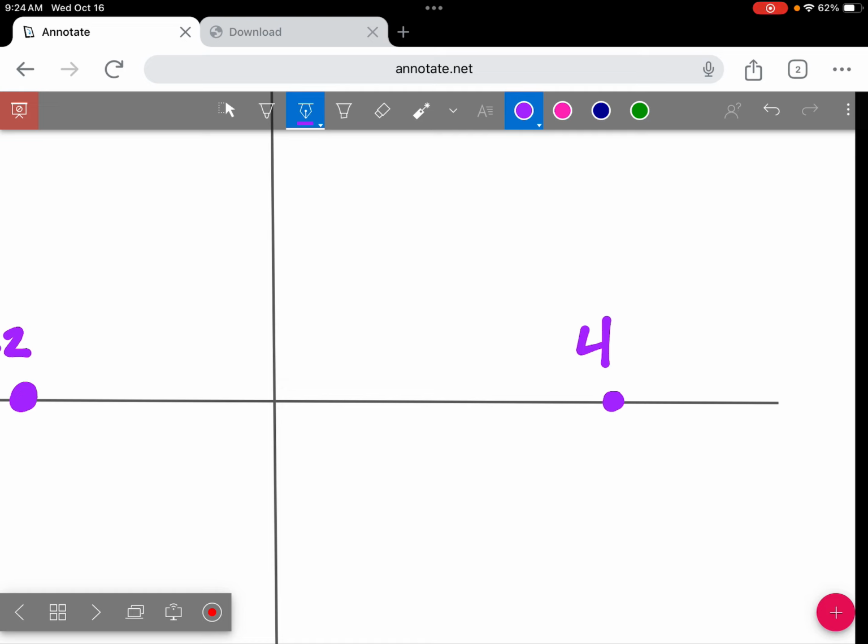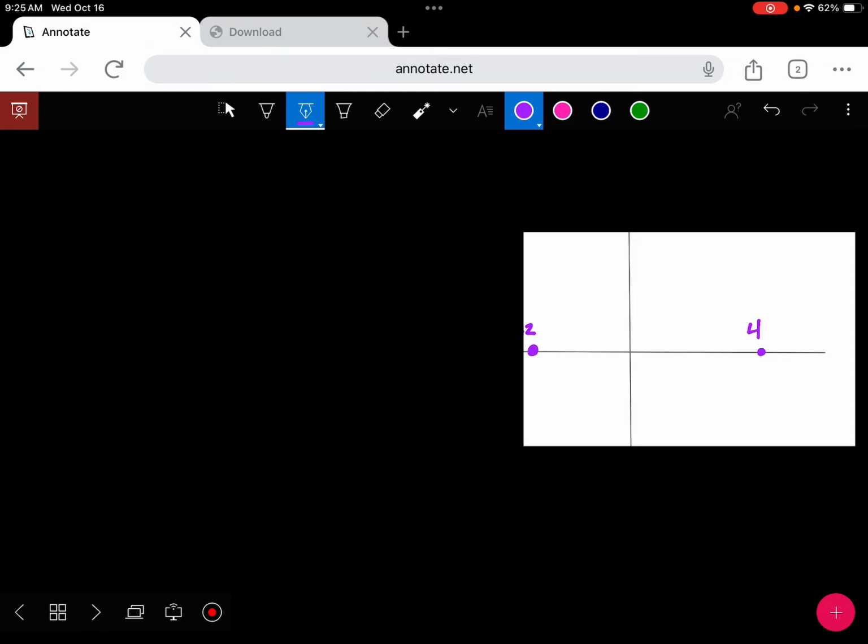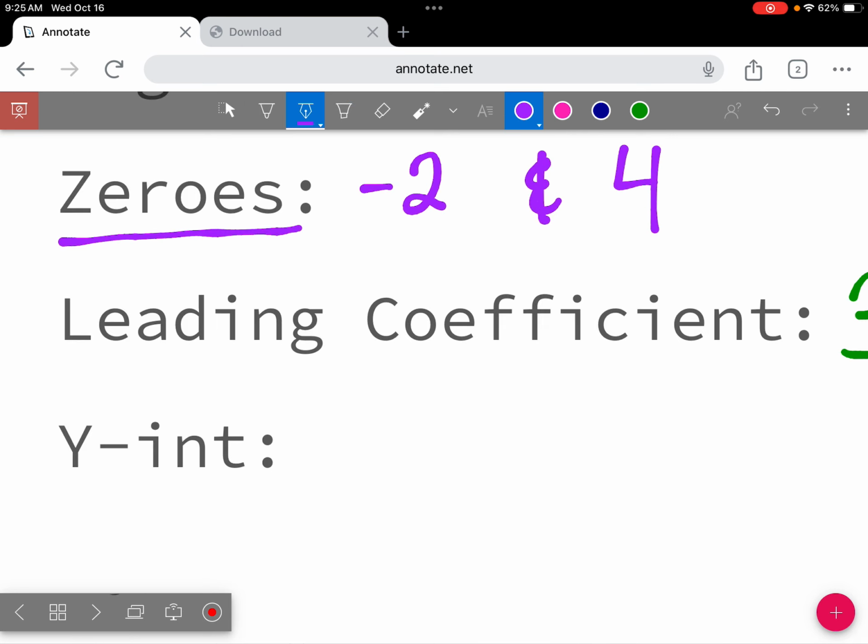Now, the trickiest one up here is to try and figure out what our y-intercept would be. If we were to multiply everything out and put it in standard form, we could, but that's a lot of work for figuring out our y-intercept. Because what we need to do to find our y-intercept is to multiply all of the constants, all of the numbers.